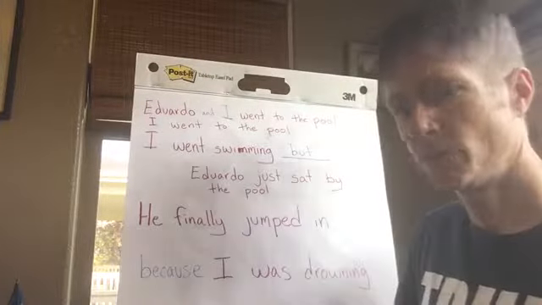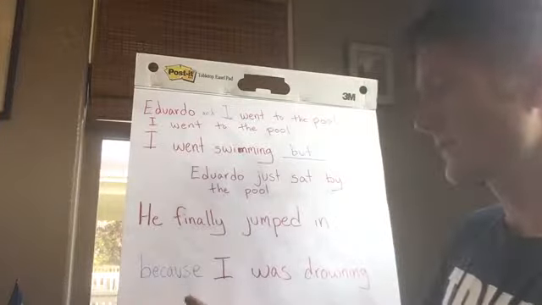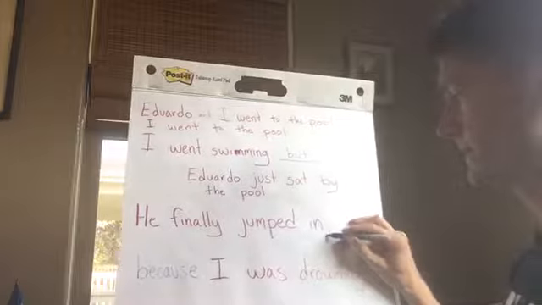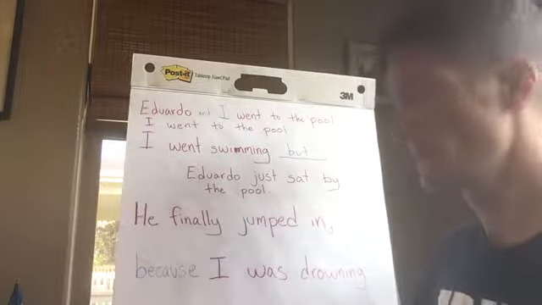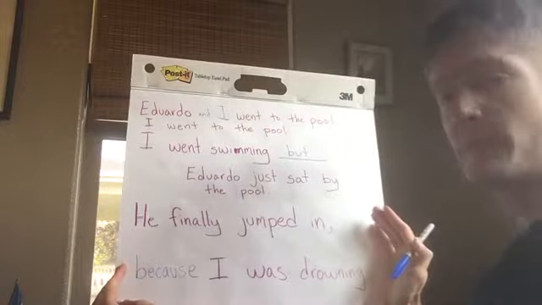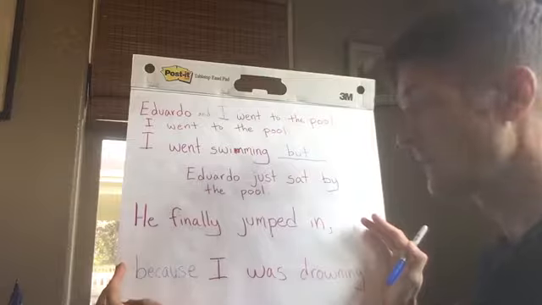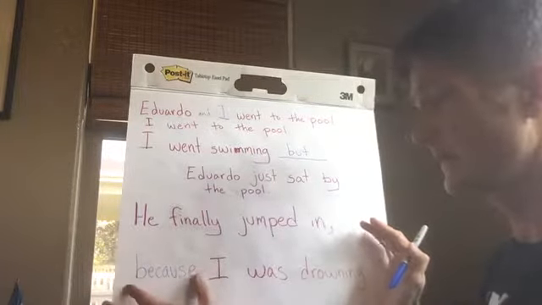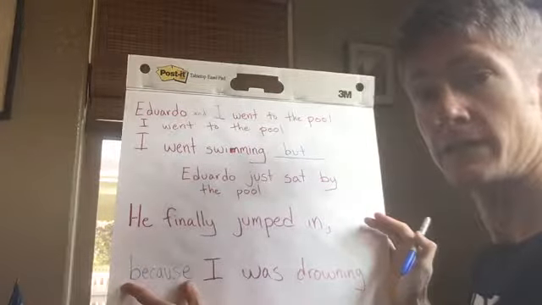Now, these two clauses are working together in a different way. He finally jumped in. Let's change this period to a comma. Because I was drowning. This clause here, because I was drowning, leaves you hanging. It's a subordinate clause, and it's not working necessarily independently because I've got this subordinating conjunction, because.